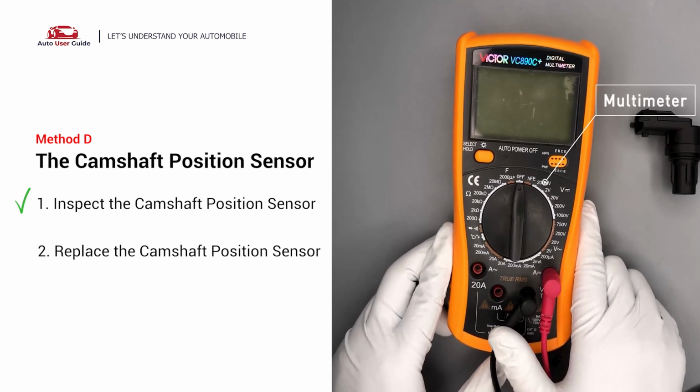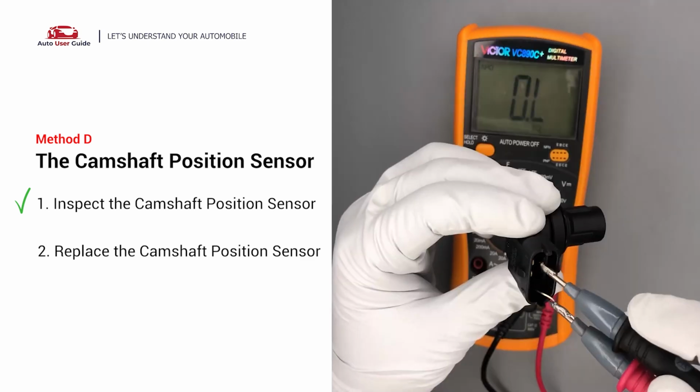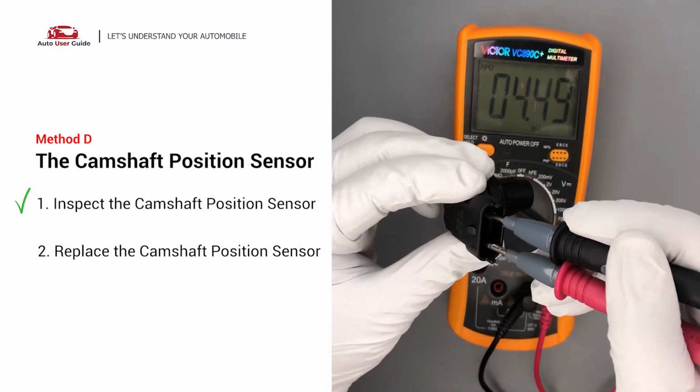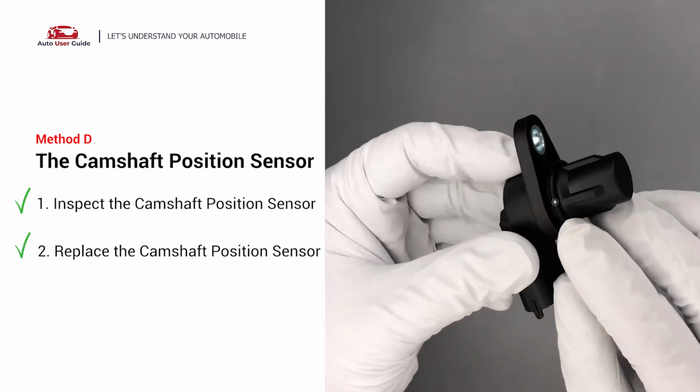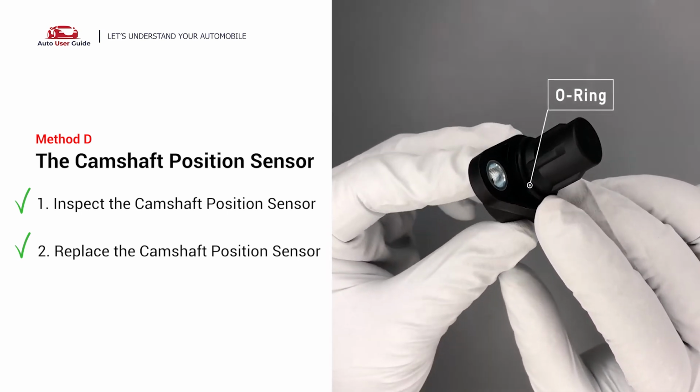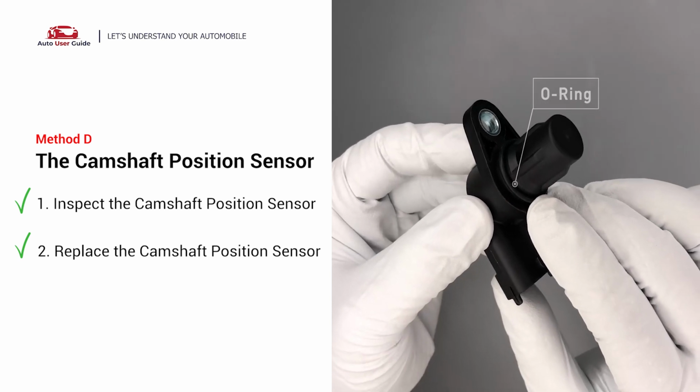Next, use a multimeter to test the sensor. If no reading is detected, this indicates a faulty sensor that requires replacement. Also, check if the sensor's O-ring has fallen into its mounting hole before installing a new camshaft position sensor.